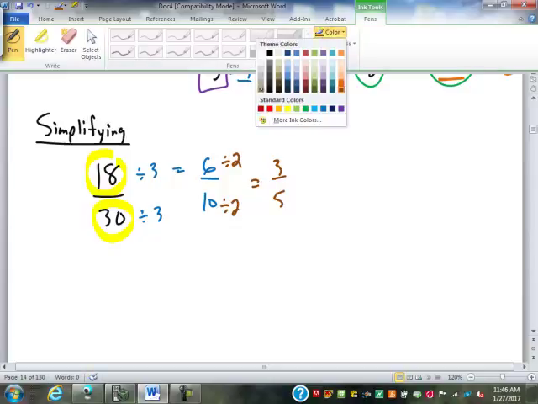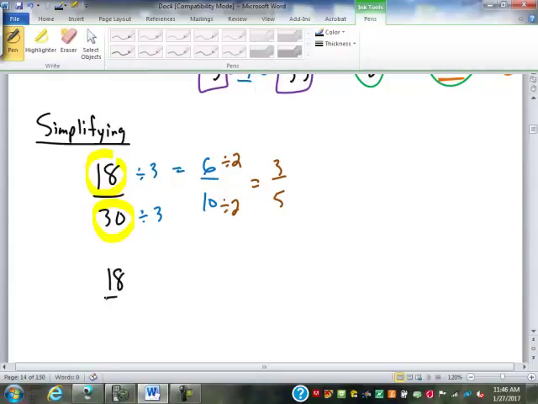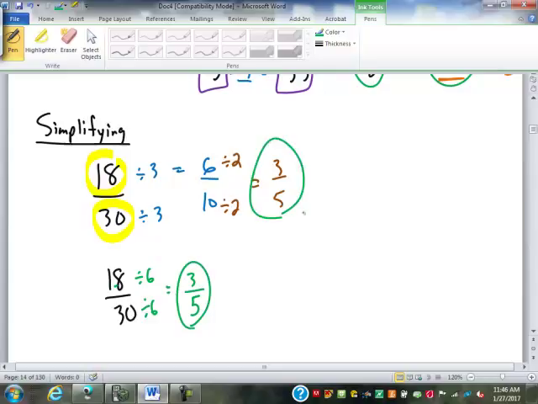Now a couple of you said 6. 6 is that largest common divisor. If we divide it by 6, 18 divided by 6 is 3. 30 divided by 6 is 5. So we get down to that 3/5.